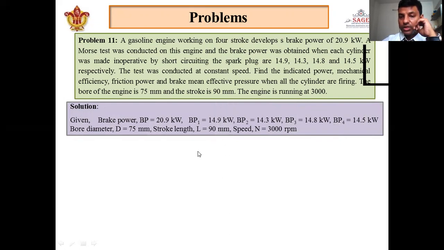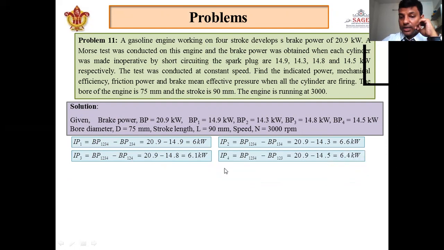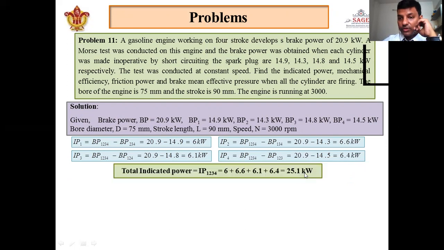So moving to the equation that we have seen, indicated power 1 will be total brake power minus brake power when cylinder 1 is cut off, 20.9 minus 14.9. Similarly, indicated power 2 is 6.6 kilowatt. Indicated power 3 is total brake power minus the value when cylinder 3 is cut off, 14.4. Indicated power 4 is total brake power minus the value when cylinder 4 is cut off, 20.9 minus 14.5, that is 6.4. So we get indicated power for the first, second, third and fourth cylinder. When we add all the indicated powers, we get total indicated power, that is 25.1 kilowatt.